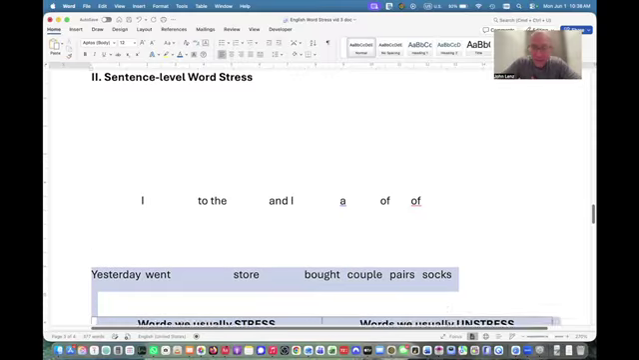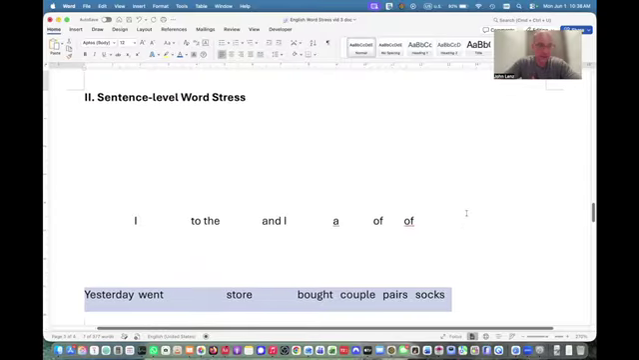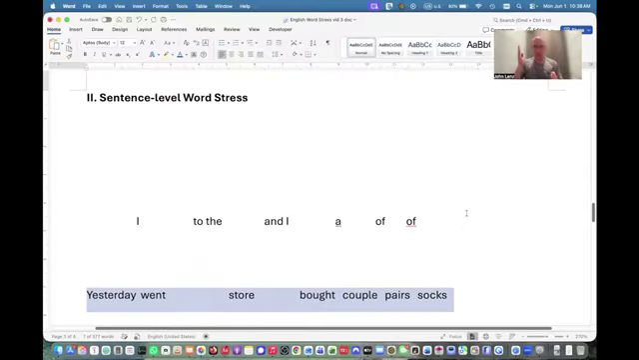However, it's not a correct English sentence if we just say, yesterday went, store, bought, couple pairs, socks. It's not a real English sentence. What we end up needing is both groups of words. But if you had to decide which of these two groups of words you would want to stress and which you would want to unstress, which would you choose? Of course, the first group of words should be unstressed. And the second group of words, which carry all the meaning, should be stressed. So I'll make those bold.